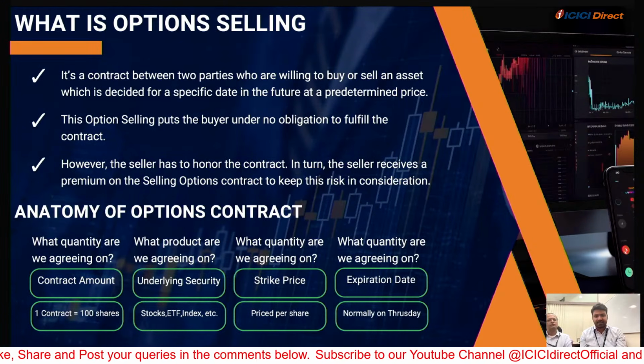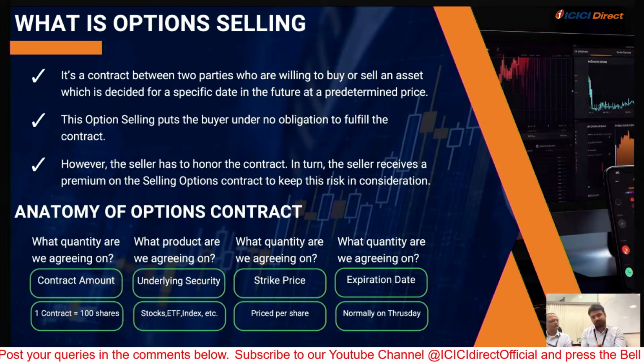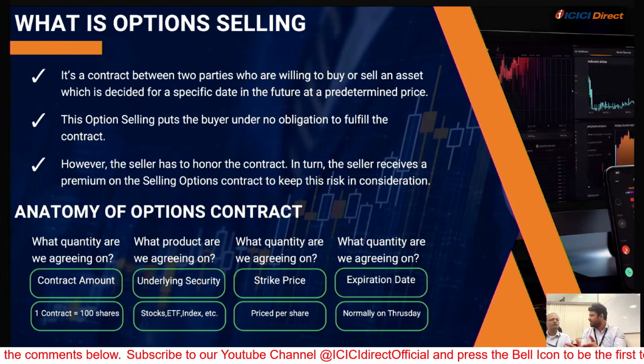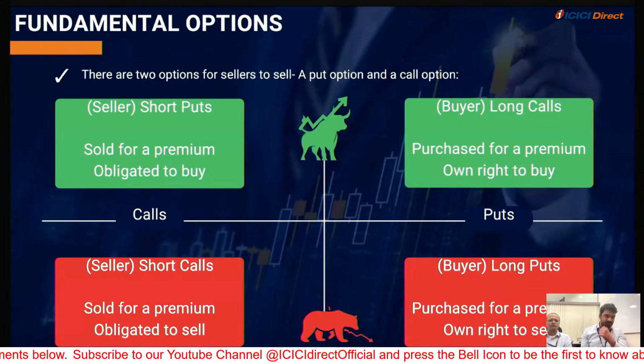Third point is the seller has to honor the contract. बेसिकली जो लॉस या प्रॉफिट है वो आपको ऑनर करना पड़ेगा. अगर आपको प्रॉफिट मिल रहा है तो आप प्रॉफिट बनाओगे, अगर आप लॉस कर रहे हो तो आपको उतना लॉस पे करना पड़ेगा. That is what the third point says. I'll just move on because let's cover the other part in detail. This is the normal definition.